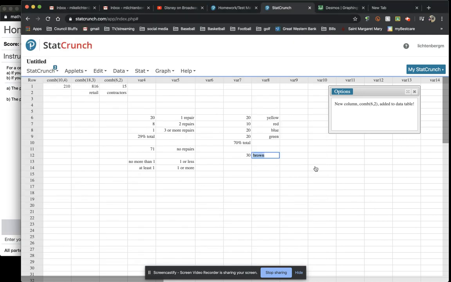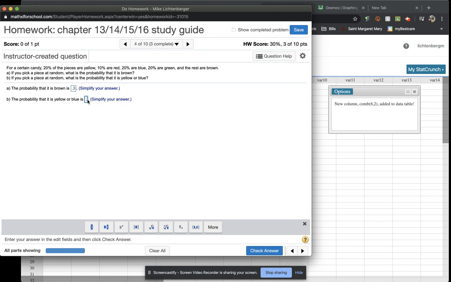The probability that it is yellow or blue. So yellow is 20%, blue is 20%, yellow or blue put together is 40% or 0.4.